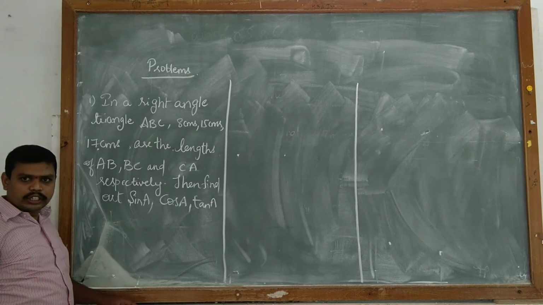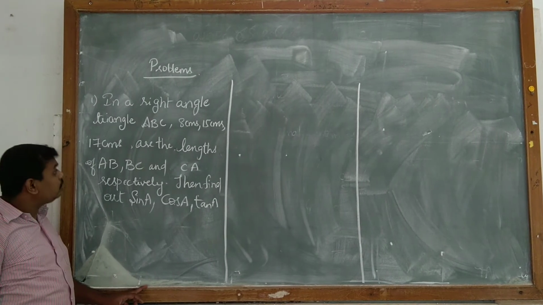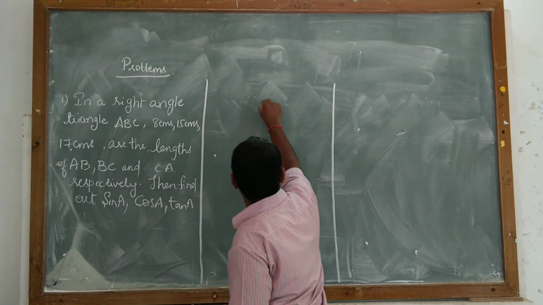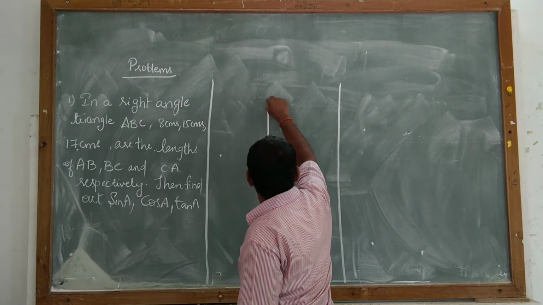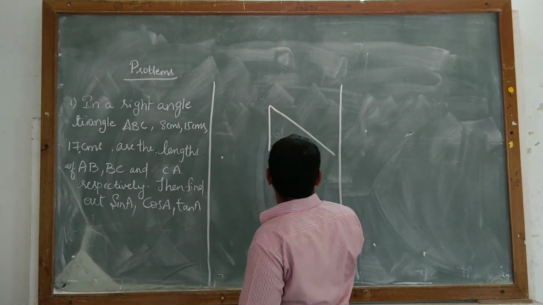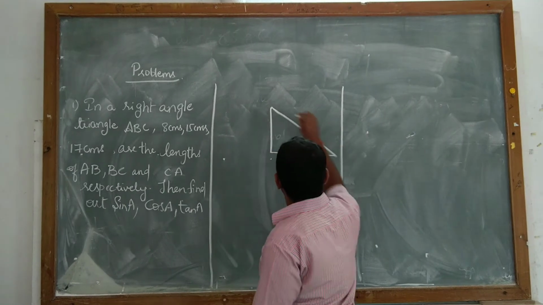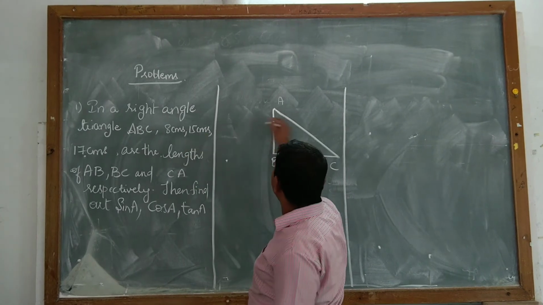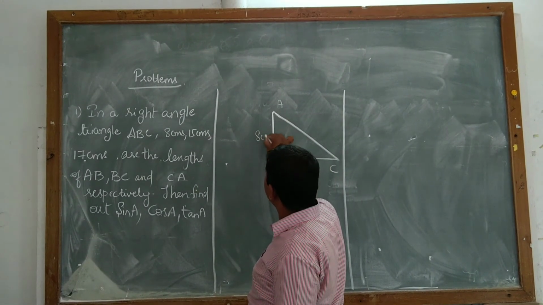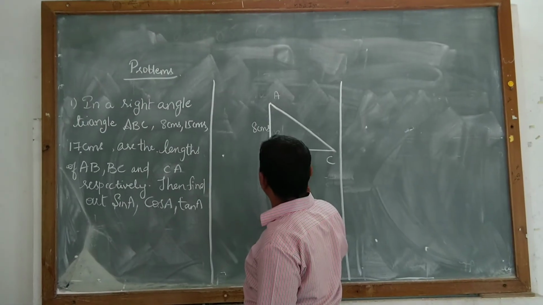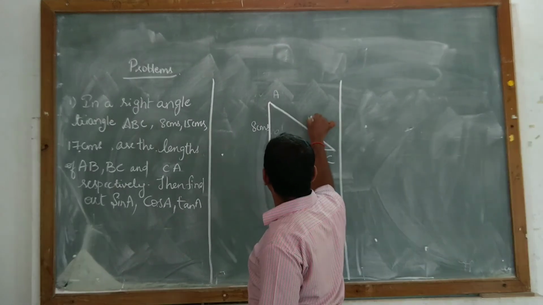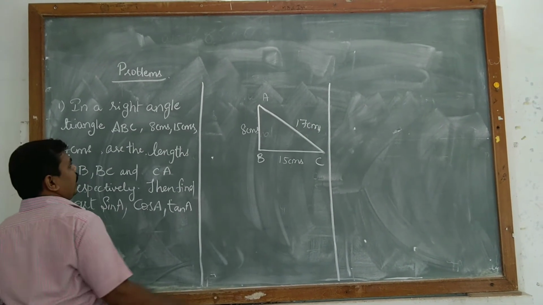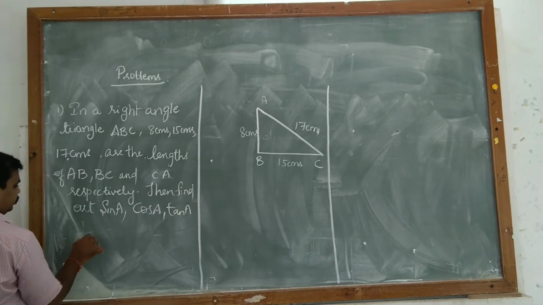So we are going to solve this problem by taking a right angle triangle. Let us take the right angle triangle here. This is A, this is B and this is C, students. With AB equal to how much? 8 centimeters. With BC as 15 centimeters and AC as 17 centimeters. Okay, this is our right angle triangle, and let us solve it now.